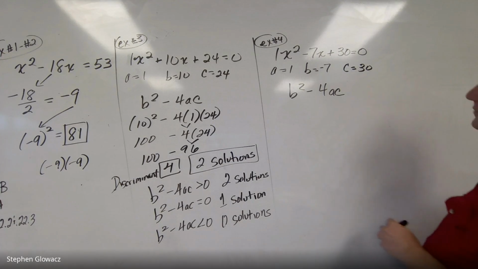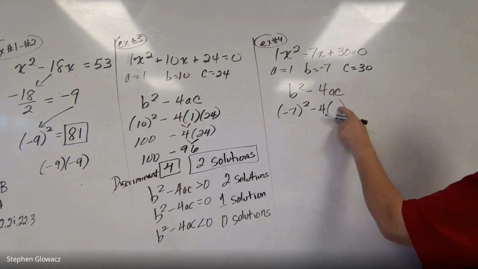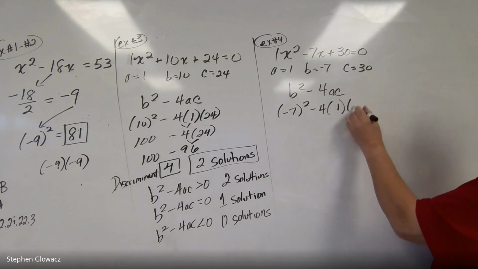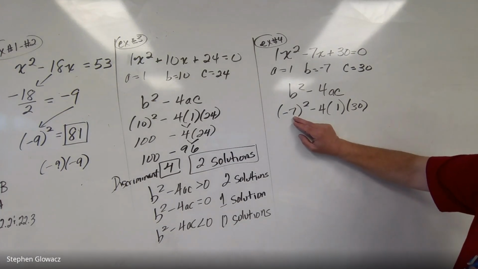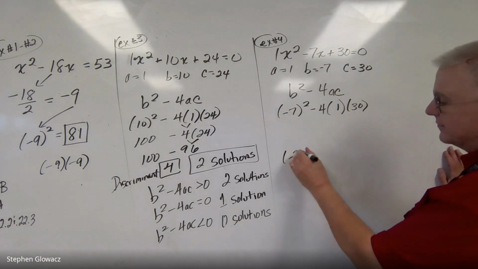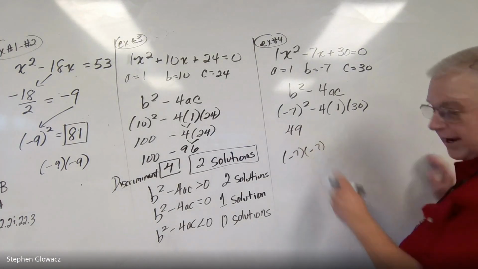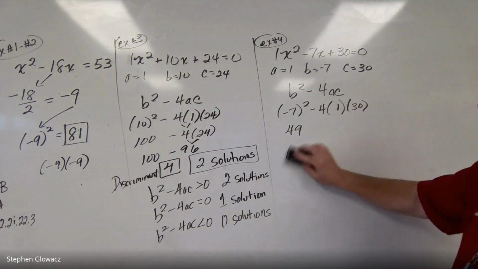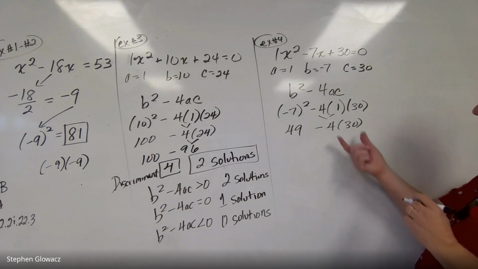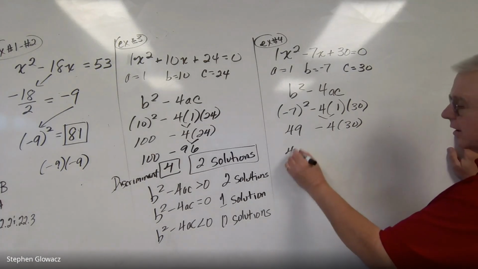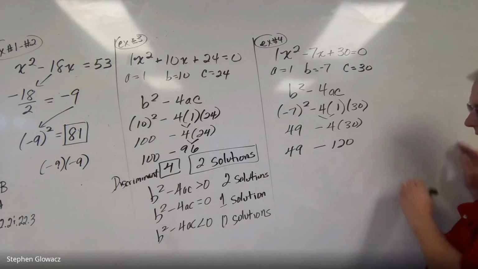All right, let's go ahead and substitute those in. We have -7 squared minus 4 times a, which is 1, times c, which is 30. All right, so starting with -7 squared, -7 squared means -7 times -7. A negative times a negative is a positive. 7 times 7 is 49. So positive 49. Then over here, -4 times 1 is -4. And then -4 times 30. Negative times a positive is a negative, and 4 times 30 is 120.